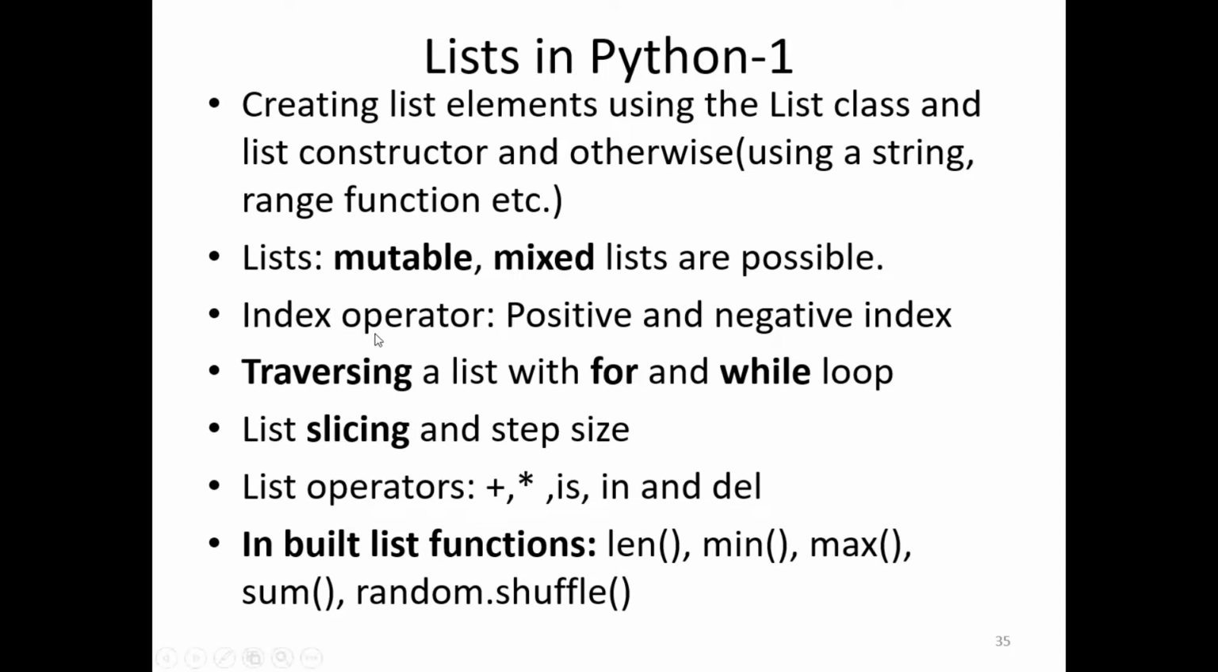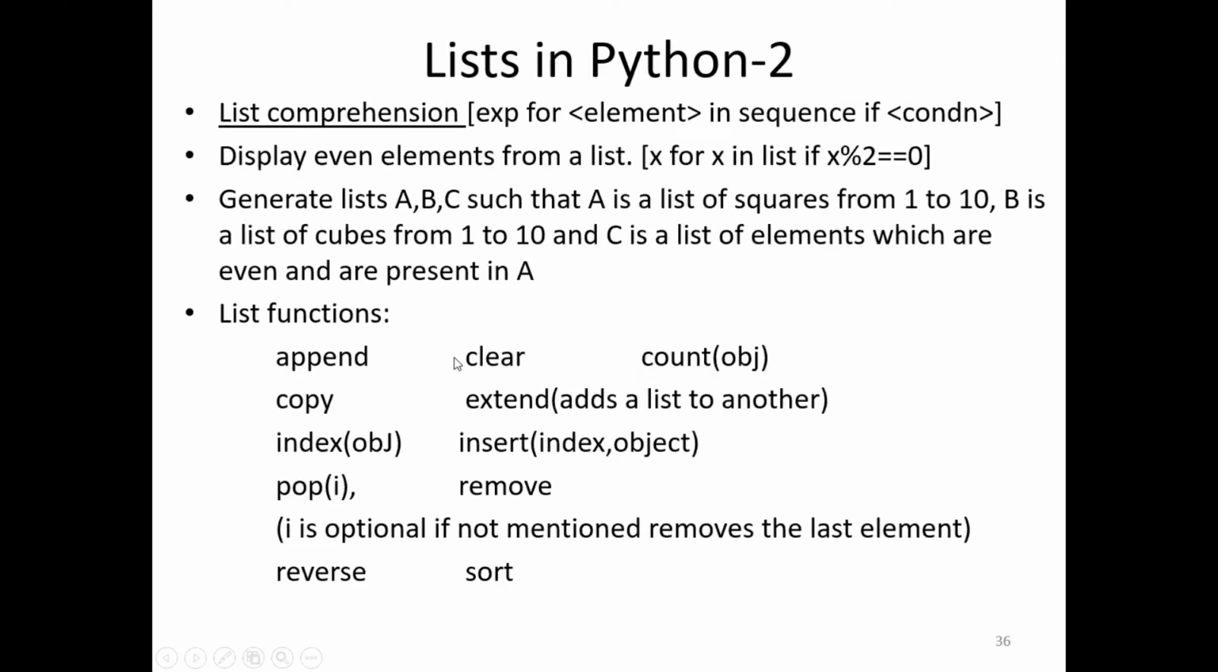Then the index operator is used to visit the elements of the list. You can have positive and negative index, and traversing can be done with the help of a for or a while loop. Then we learned about list slicing with the step size, then the basic operators and the built-in functions we discovered. Then we learned about list comprehension. That is a shorter way of writing your code with lists. And at the end of yesterday's session, we discussed list functions: append, clear, count. The list is there in front of you on the screen.